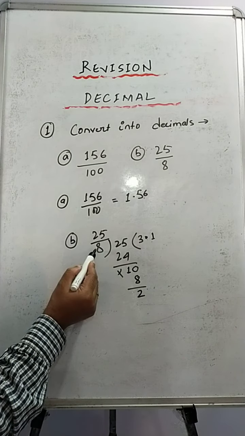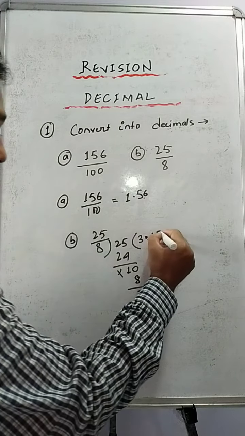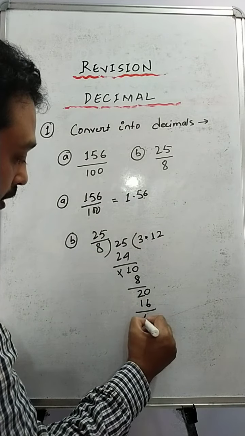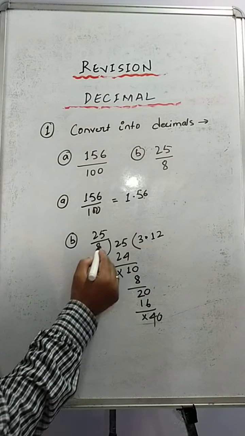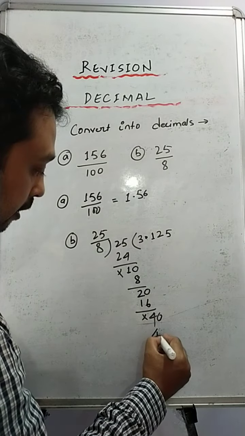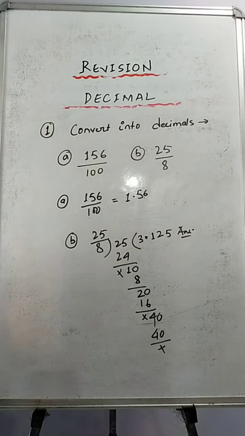So 2 is again smaller than 8. So for this decimal you can again put 1 0 here. So now 8 2s are 16. Again 4 is coming. So again for this decimal you will put 1 0 here. So 8 5s are 40. Okay, so this is your required answer, 3.125. Okay, so this was the first sum.